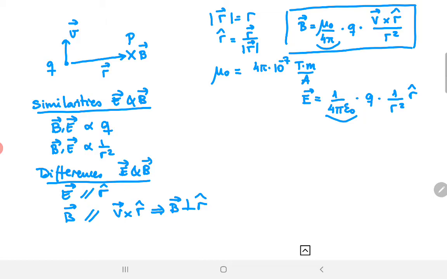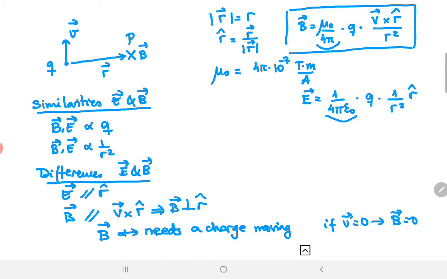This is a big difference between them. There's another difference: the electric field does not depend on the velocity of the charge, but the magnetic field depends on the velocity. So it needs a charge moving, because if it doesn't move, if v is 0, then the magnetic field is 0, which is not the case with the electric field, okay?